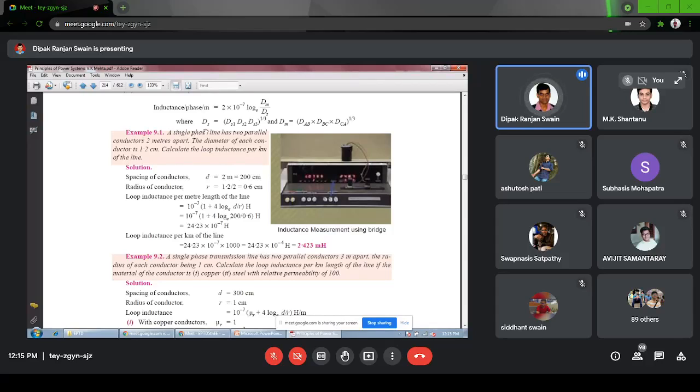Here, a single-phase line has 2 parallel conductors, 2 meters apart. So D is given as 2 meters. The diameter of each conductor is 1.2. So R is given as 1.2. Calculate the loop inductance per kilometer of the line.